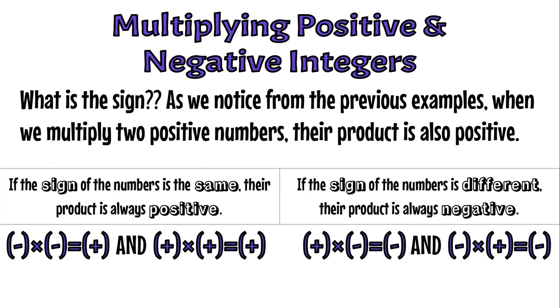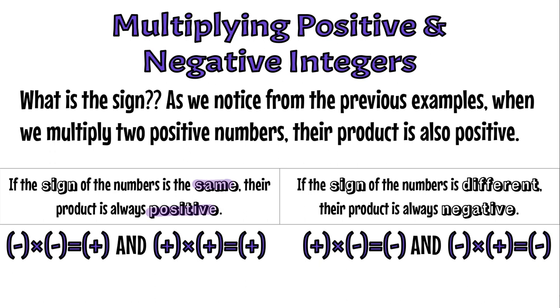In the previous example, we had just positive integers. What we need to remember is that is not always the case, right? Sometimes we're multiplying a negative times a negative, sometimes a positive times a negative, or a negative times a positive. What we need to remember here is that if the sign of the numbers is the same, then their product is positive. So if we have a negative times a negative, we get a positive. And if we have a positive times a positive, we get a positive, like in the previous examples.